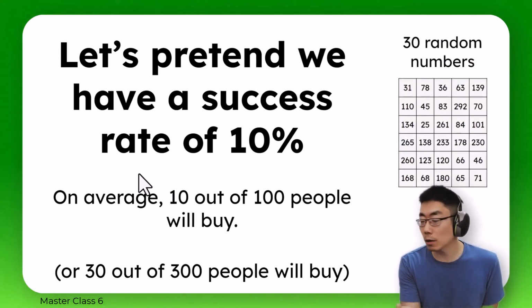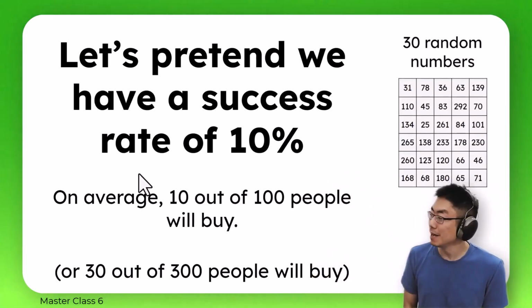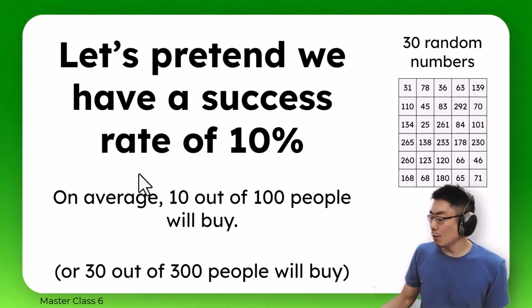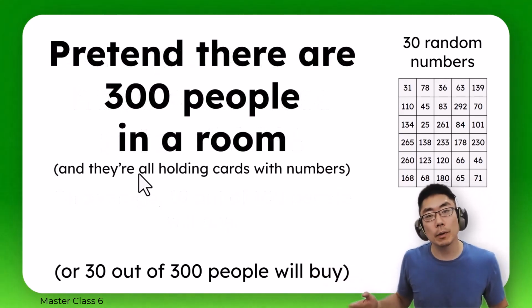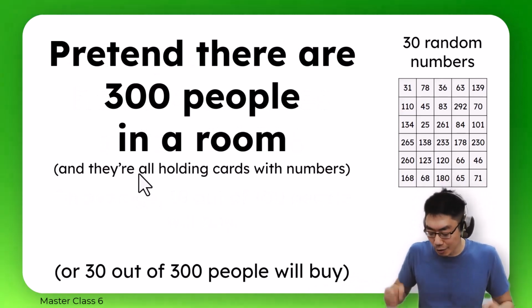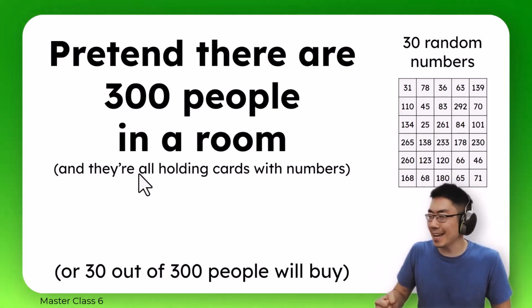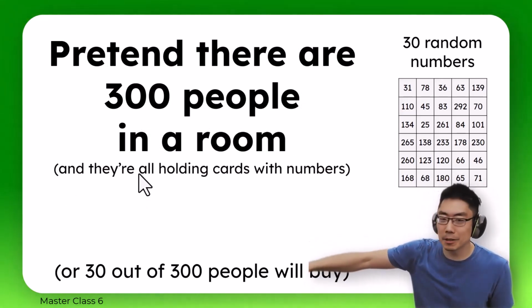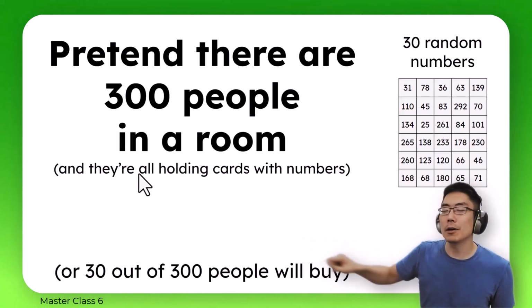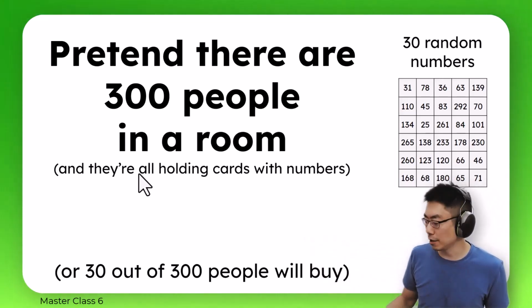I went to random.org. I generated 30 random numbers. Here are 30 random numbers, and we're going to pretend that we have a room with 300 people, and in this room, everyone is holding up a card with their number, okay? The 30 numbers here on the right-hand side, these are going to be the people who are going to say yes to buying the cookie.